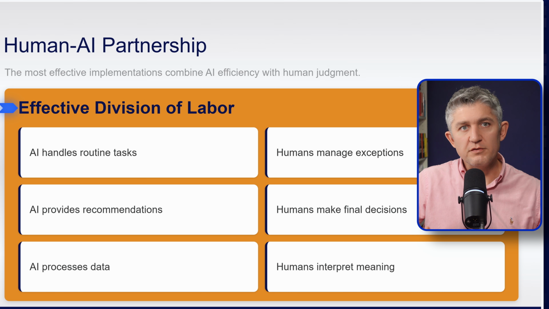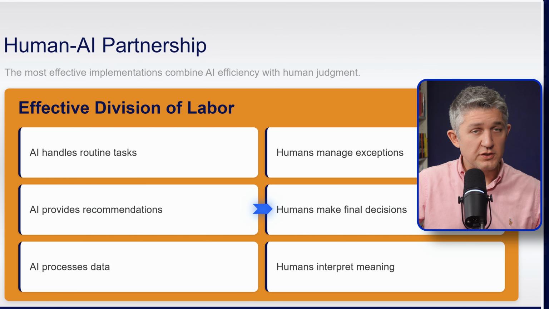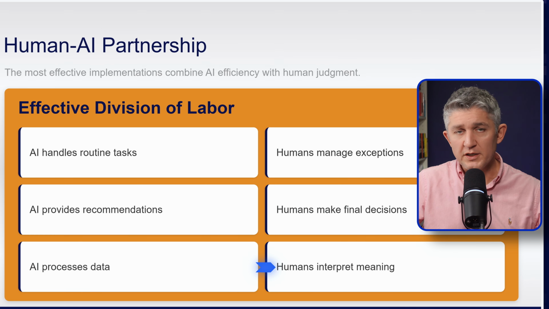Best results come from the division of labor between AI and humans. AI handles routine tasks in large volumes. Humans handle exceptions and context. AI offers recommendations, but humans make the final decision. AI processes large volumes of data, but humans interpret meaning and implications.